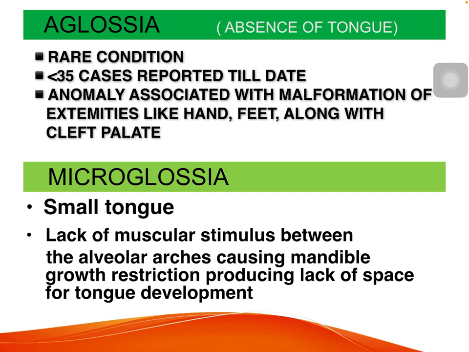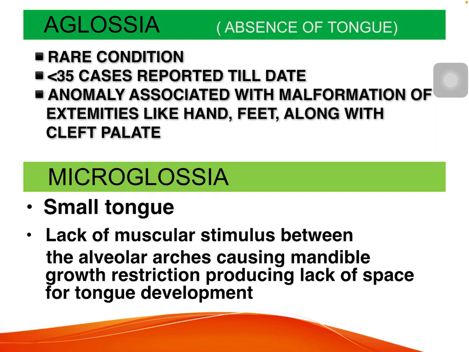So aglossia, also known as absence of tongue, is a rare condition. Only less than 35 cases have been reported till date in scientific research. The anomaly is associated with malformation of extremities like hands and feet, along with cleft palate.